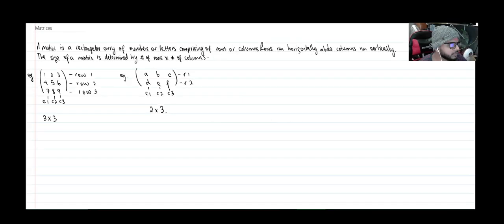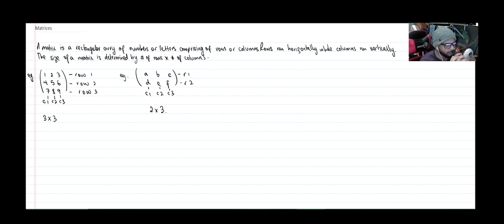And what is a matrix? A matrix is a rectangular array of numbers or letters comprising rows and columns. Rows run horizontally while columns run vertically. The size of a matrix is determined by number of rows by number of columns. Now it's very important for us to understand that almost everything in matrices comprises the phrase row by column. So you'll see me referring to this a lot during the video.